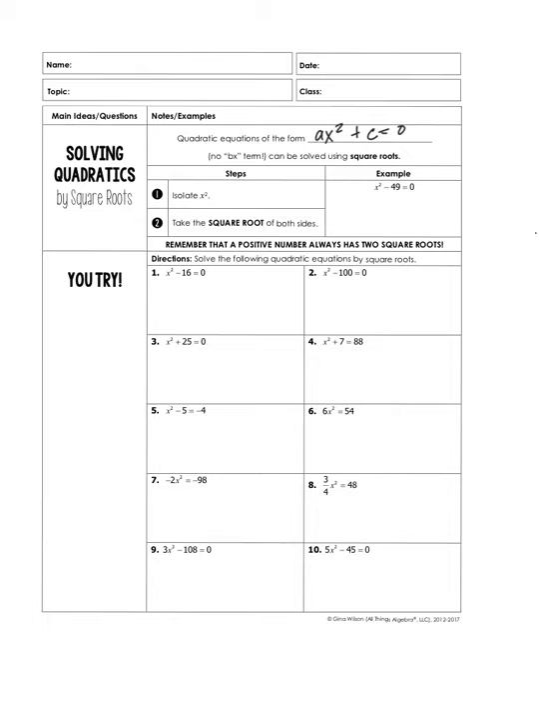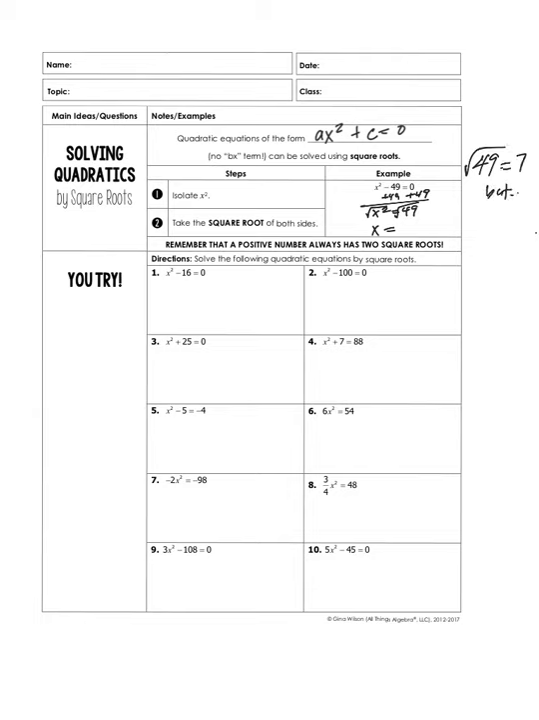Well, the first thing you do is isolate the x squared term. So we're going to add 49 to both sides in this example. So you get x squared equals 49. And then to undo something that is squared, we take the square root. Okay? And the square root of x squared is x, and the square root of 49 is 7.